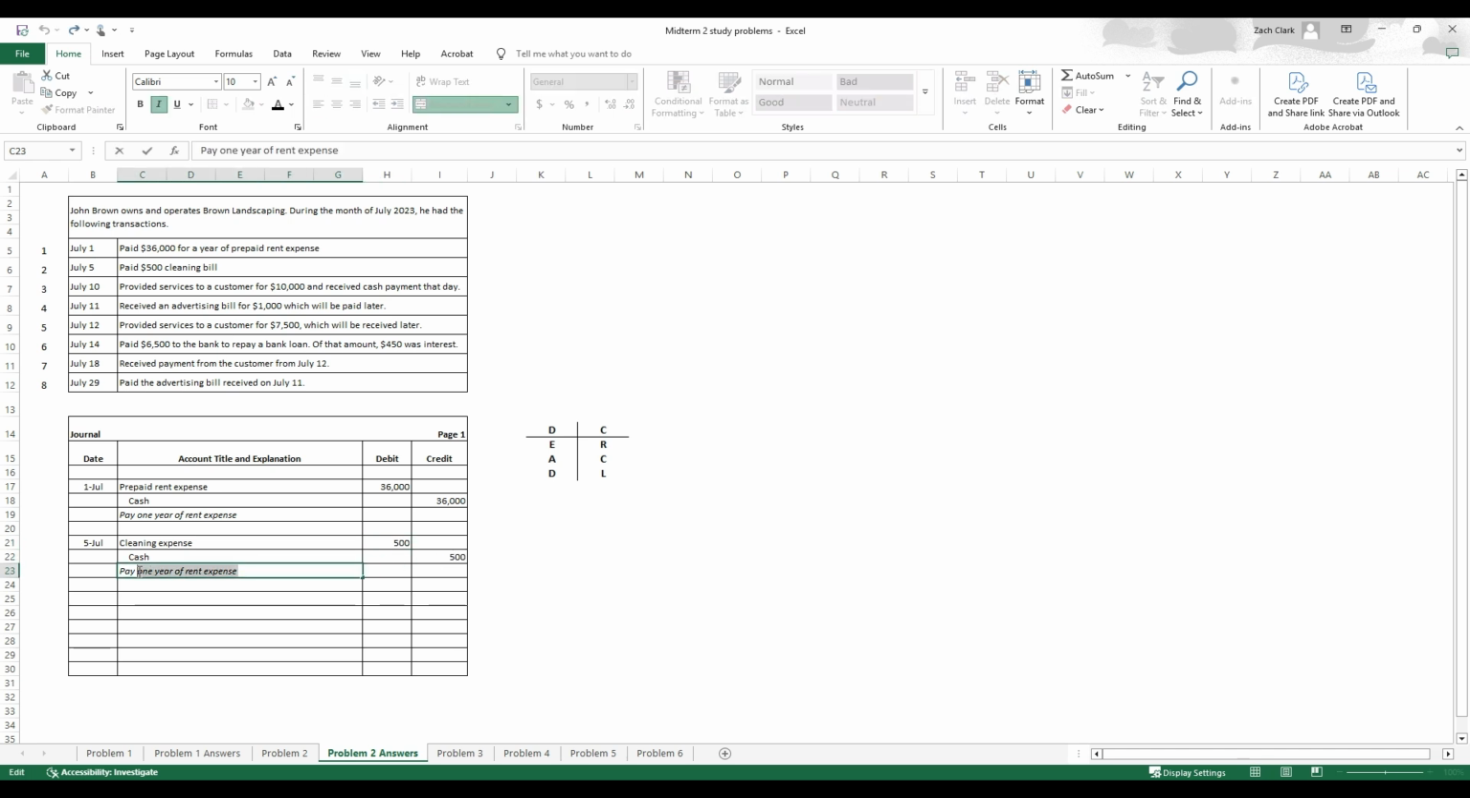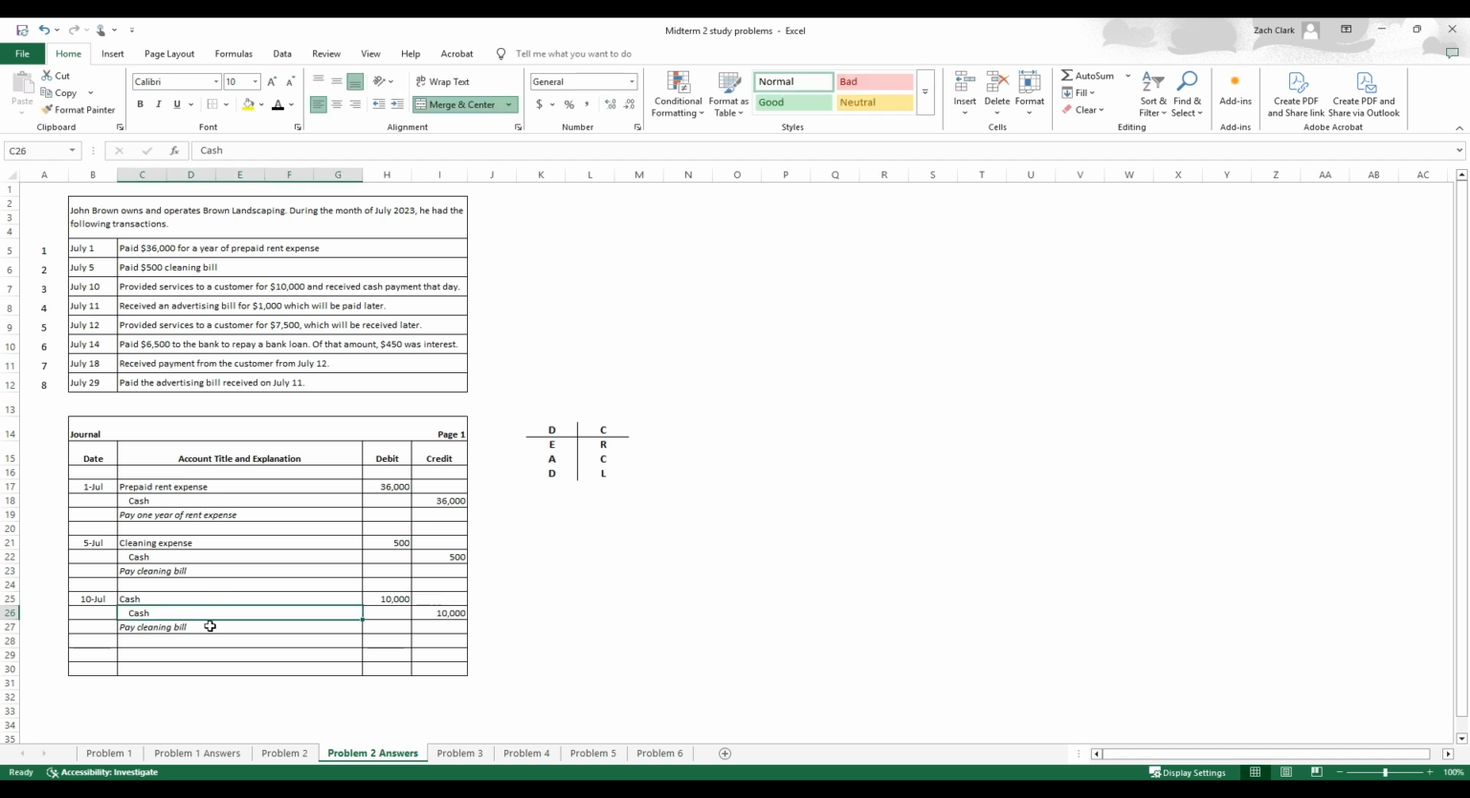And we'll just say pay cleaning bill. Again, we don't need anything too elaborate in our explanations. Just put something in there that's relatively basic. Okay, so here we provided services to a customer for $10,000, and we received cash payment that day. So receiving cash, that's an asset, right? So our assets are going to go up with our debit, and that was for $10,000.